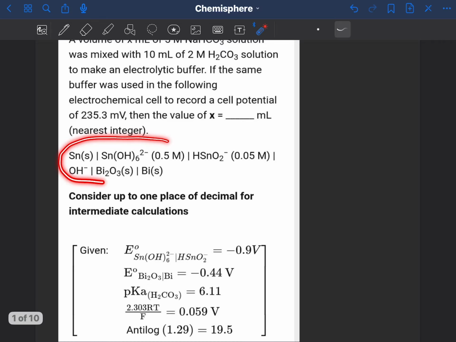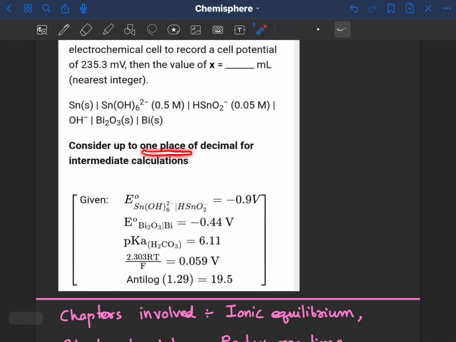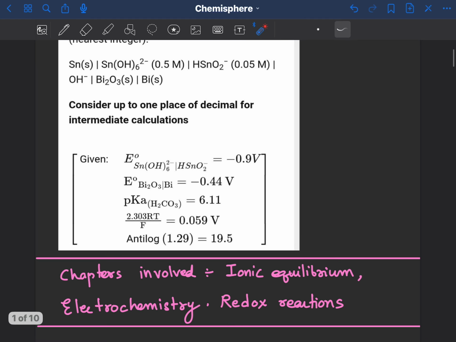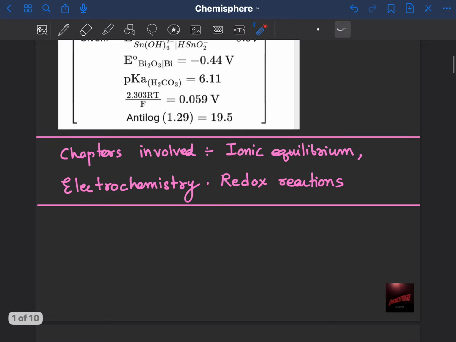And a cell representation is given to us. And consider up to one place of decimal for intermediate calculations, this is important. So we have to take care of one decimal place whenever we do calculations in between. Some values, for example E naught of both the half cells, are given to us. pK of carbonic acid is given to us. The value of 2.303 RT by F is given, and anti-log of 1.29 is given to us. So this involves the chapters ionic equilibrium, electrochemistry, and redox reactions.